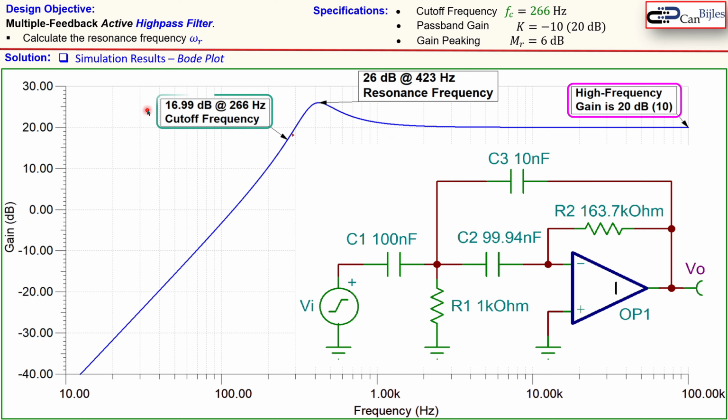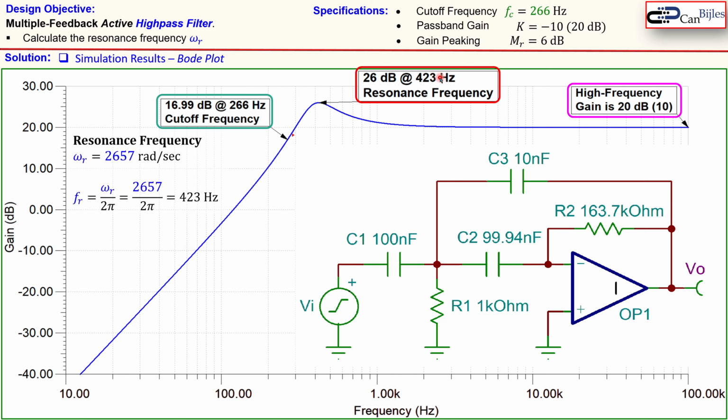In addition, you see here the cutoff frequency. So from this baseline, which is our high frequency gain, we go down by 3.01 dB. So that is the 16.99 dB, which is happening at 266 Hertz, which is as we wanted. So that's the cutoff frequency. And you see here at 423 Hertz, we see a gain of 26 dB, which is actually our maximum gain. And indeed, that is what we want, because we need to have a gain peaking of 6 dB. So from here we go up and then make this transition. So this slope is here, by the way, plus 40 dB per decade because of this second order filter.